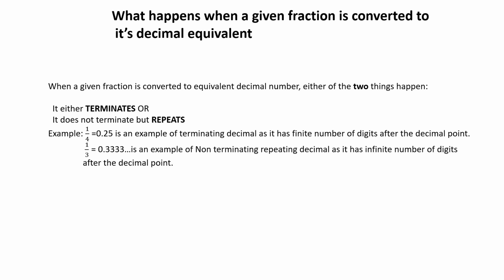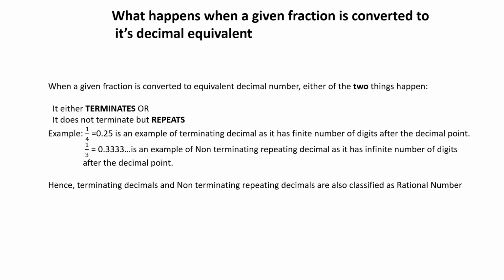Let's take another example. When 1 by 3 is converted to its equivalent decimal number, it is 0.333 and so on. So basically, it does not terminate, but it repeats. Hence, it is an example of a non-terminating repeating decimal, as it has an infinite number of digits after the decimal point.